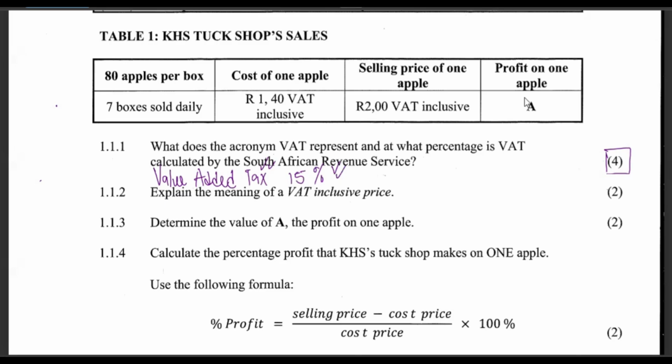Explain the meaning of VAT inclusive price. VAT inclusive price means that the price has VAT added on it. Or someone else might say the price includes VAT.